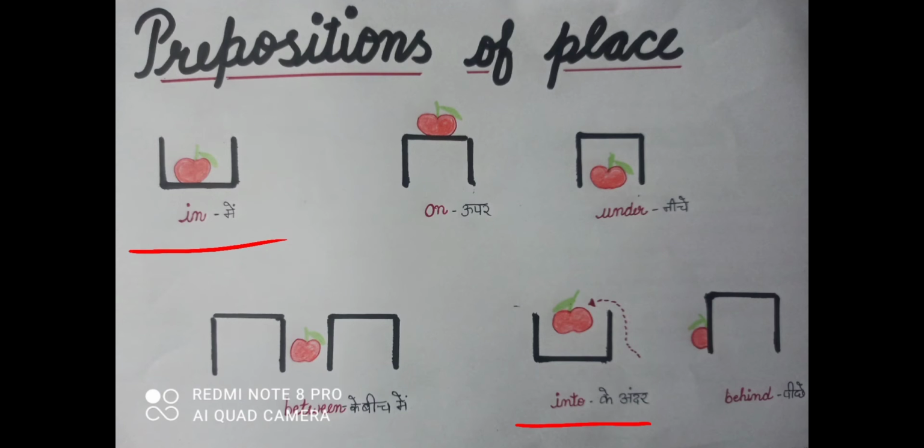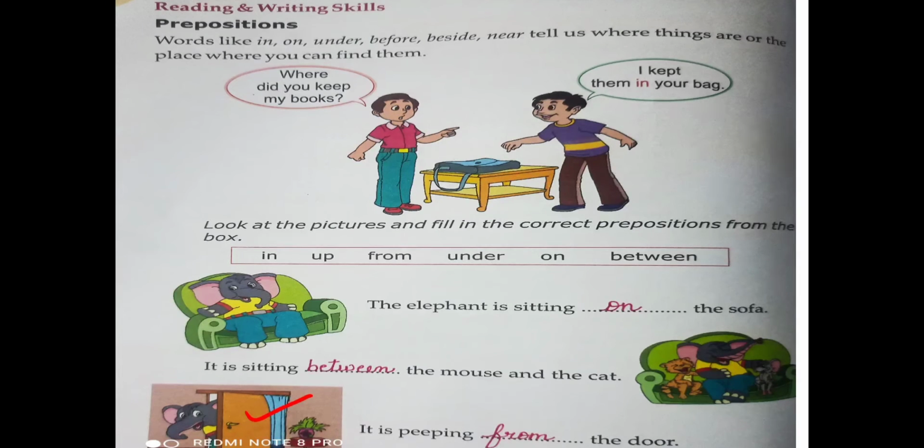Let us discuss where the apple is in the last box. Yes, here the apple is behind the box. Let us do this exercise which is given at page number 32 in your English literature book. Here a help box is given. Here you can see that the elephant is sitting dash the sofa.